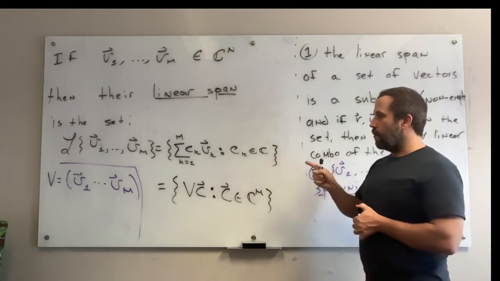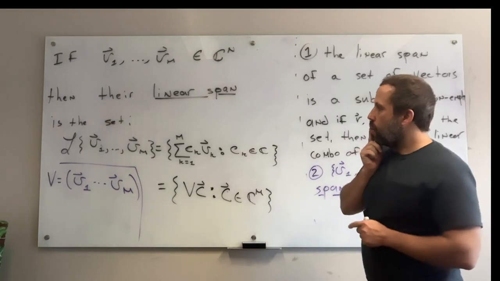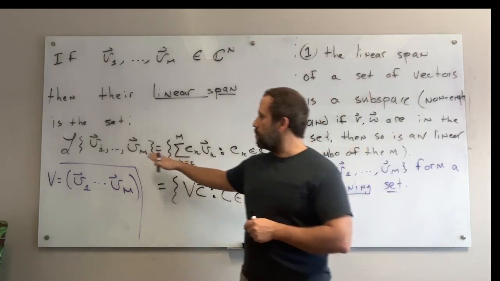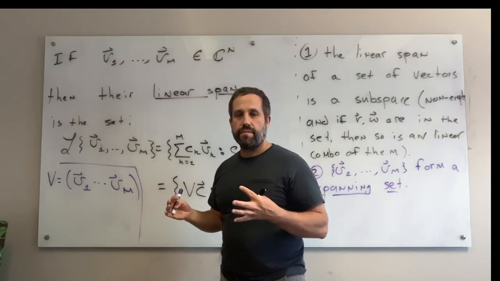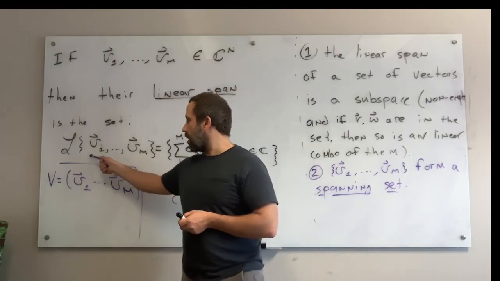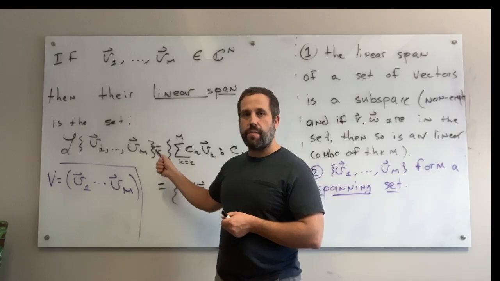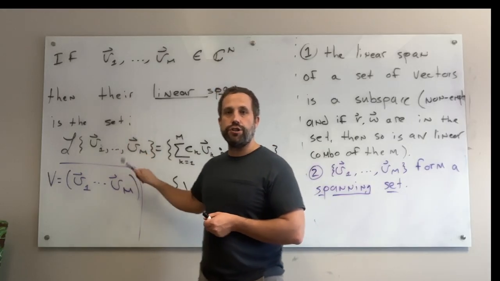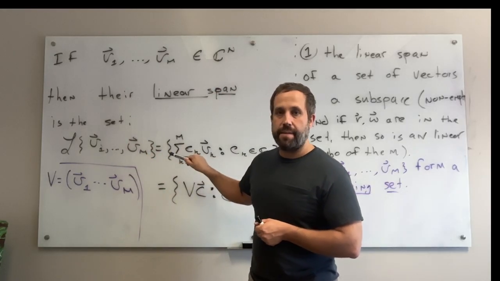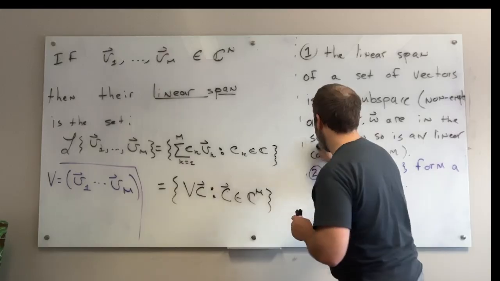Okay, but now we can start to ask questions like, well, can we remove any of these vectors and still get the same set? In other words, if I remove one of these vectors, is it possible for the linear span to still be the same? Okay, so that's what I want to talk about now.